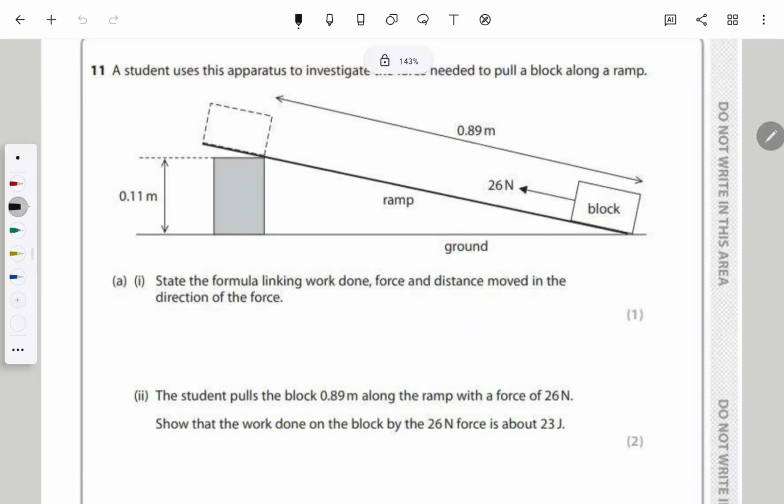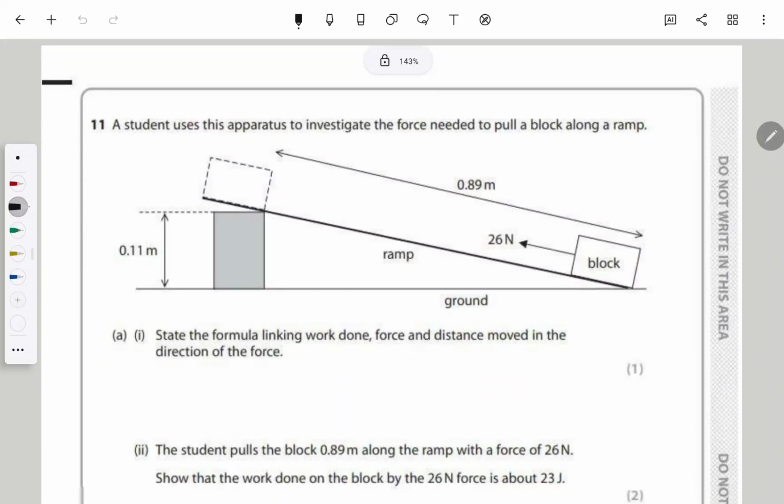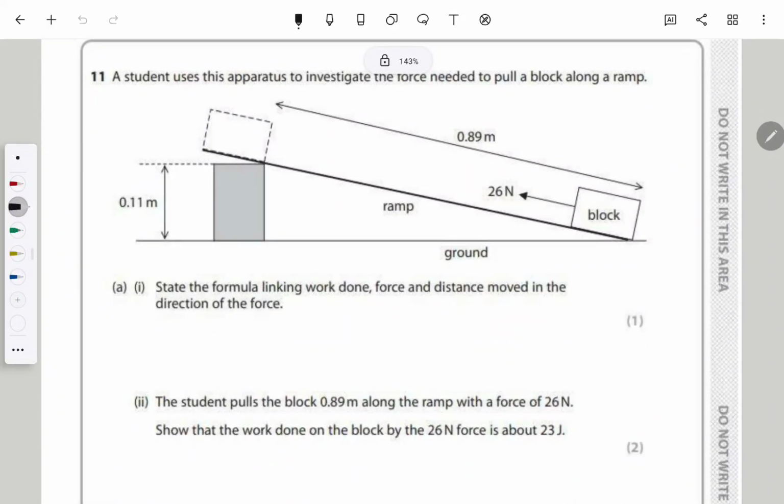Moving on to the next question. They should start getting easier because they will start repeating ideas at this point. A student uses a device to investigate the force needed to pull a block along a ramp. This is the ramp and it's tilted right there, and you have the distance, and you have the force he's pulling with, and you have the height of it right here in case you need it in another part. State the formula linking work done, distance moved, and the direction of the force.